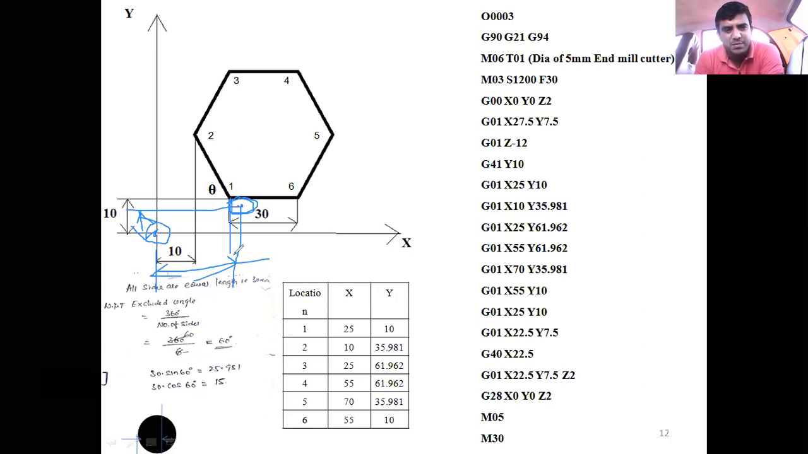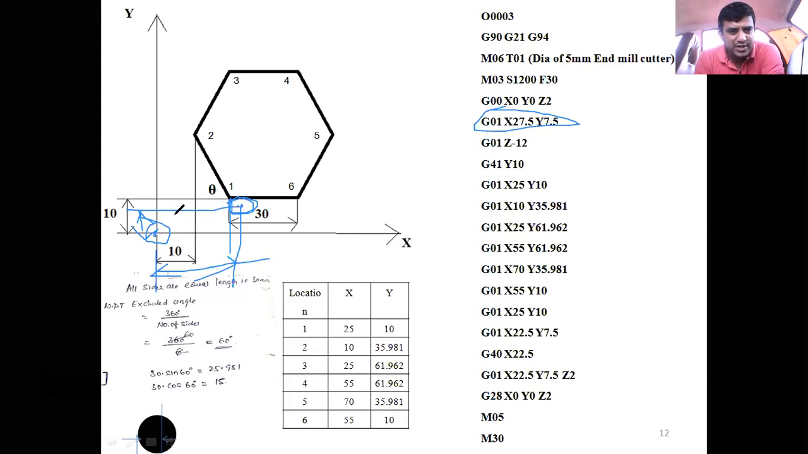How much does it become? What is the diameter of the cutter you have taken here? Yes, 5 mm, right? See that, G01: move with linear interpolation from the origin to the first location. X is 27.5. What is the Y value?